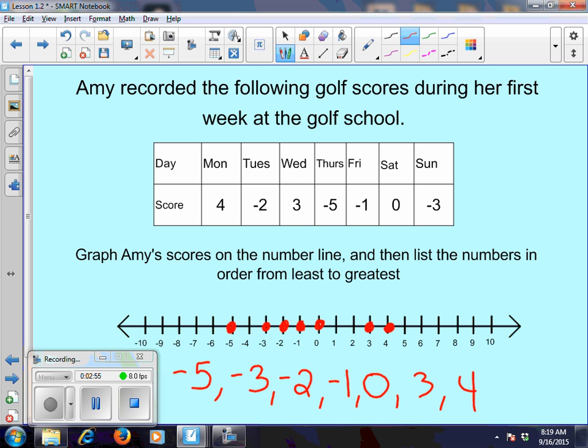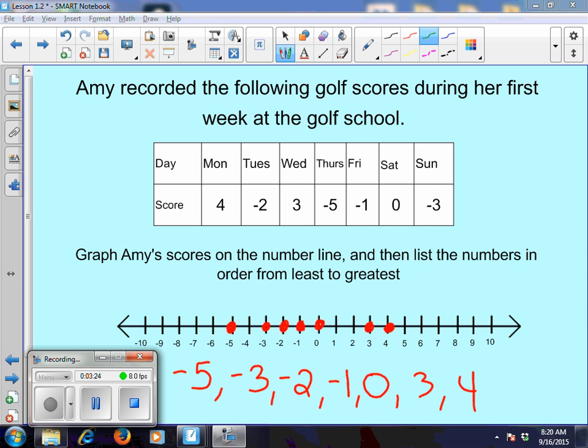-5 is less than -3. -3 is less than -2. -2 is less than -1. And then we have 0, which is less than 3 and 4. So this is a strategy you can use when you want to order information from least to greatest, or from greatest to least. Drawing a quick number line is a very useful tool.